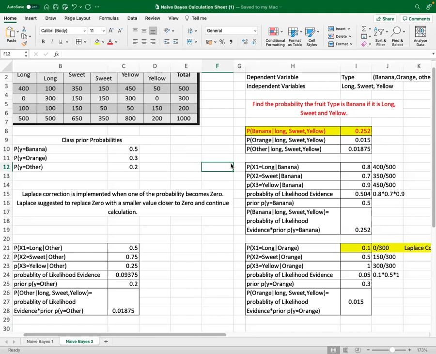The question itself mentioned that we need a fruit and banana. Why did we do orange? Because how will you know that it is the highest probability? You have to do comparative, right? So, but why do we need the highest? Because if it is long, sweet, and yellow, the probability of banana is the highest. So then we can say the fruit is banana.